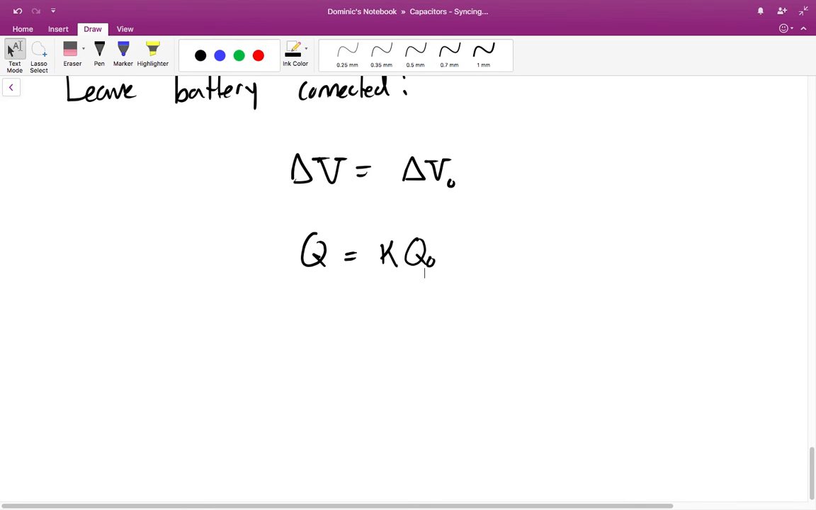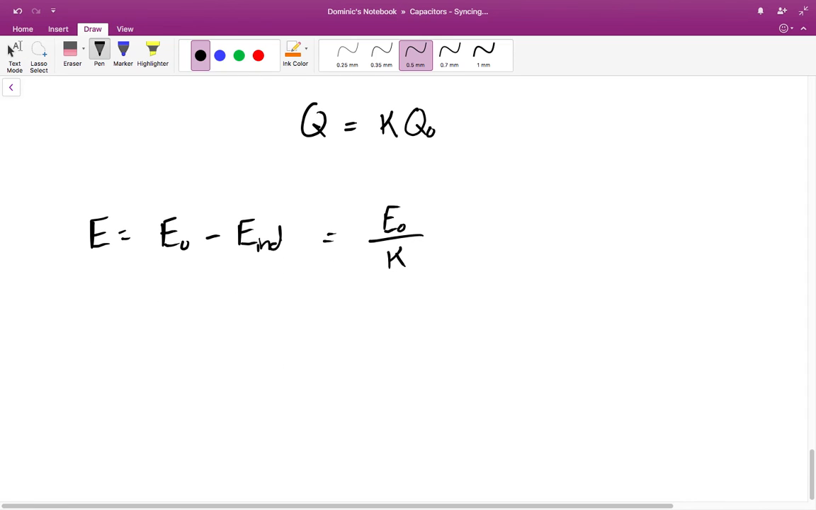And then just a couple of other useful relationships that you can get from the relationships that we've found. Again, the new electric field is equal to the old electric field, E naught, minus the induced electric field, which is equal to the old electric field divided by the dielectric constant. Which implies, if you do some algebra here, that the induced electric field is equal to the old electric field times kappa minus 1 divided by kappa.